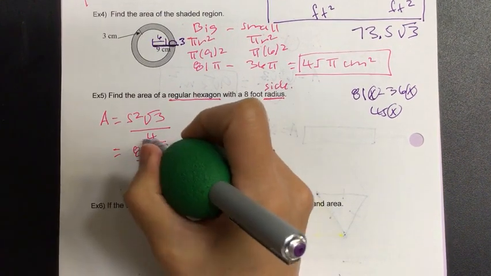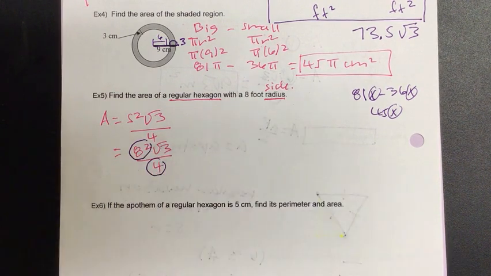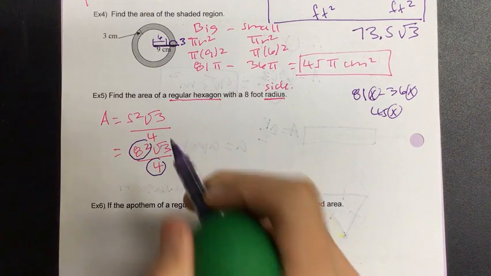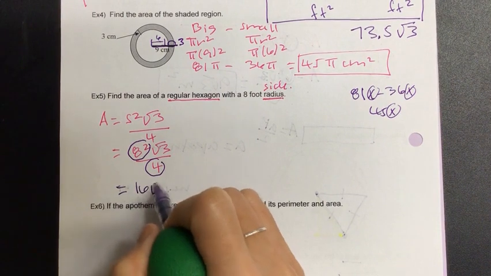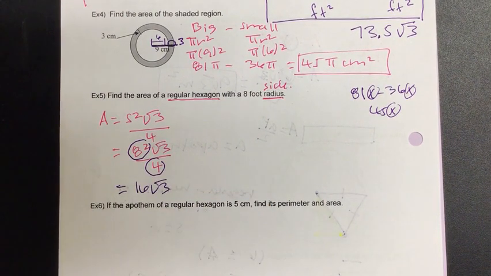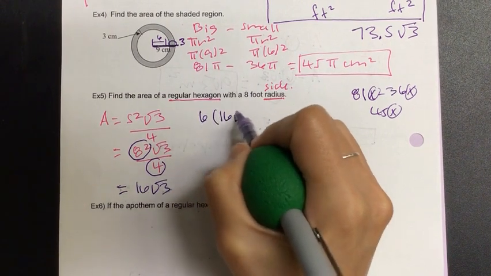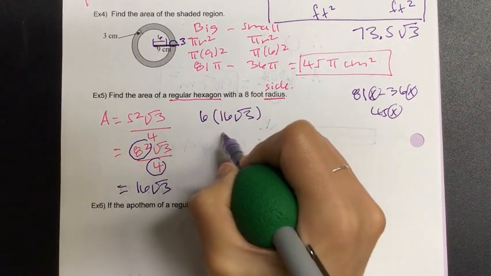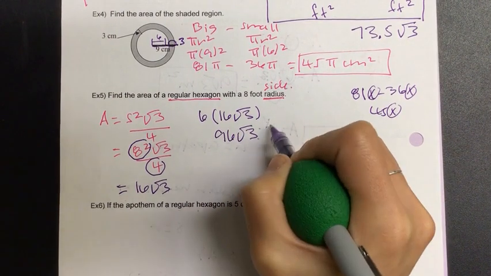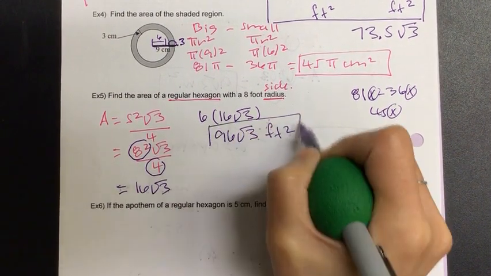And if I were to simplify further, what is 8 squared? 64. What is 64 divided by 4? 16. So 16 radical 3 is just the equilateral triangle. So I need to take this and multiply by 6. And that's going to give me 96 root 3 feet squared.